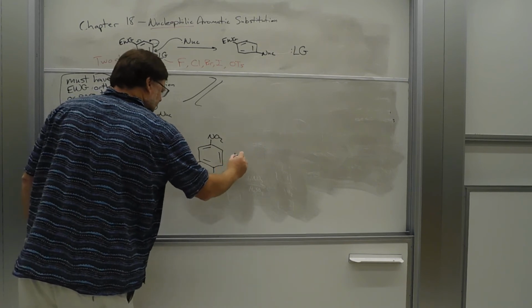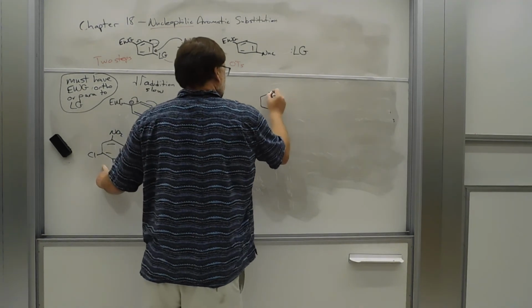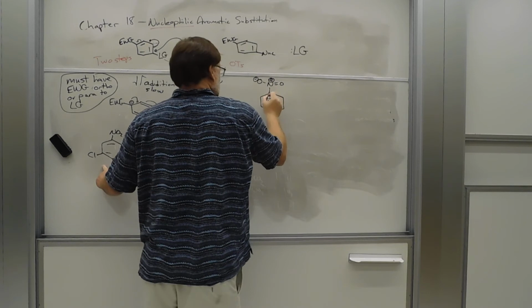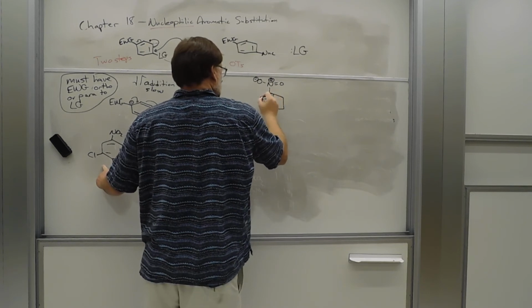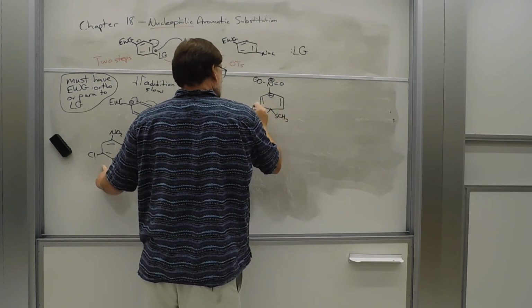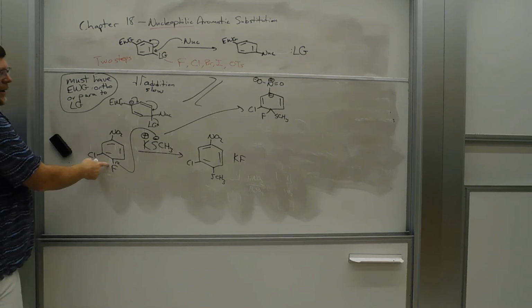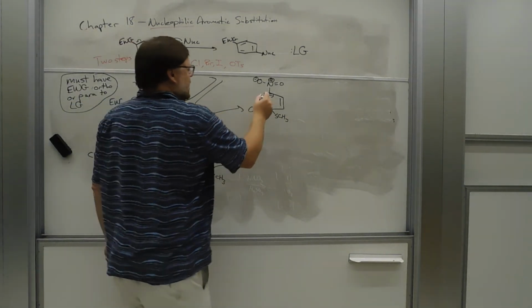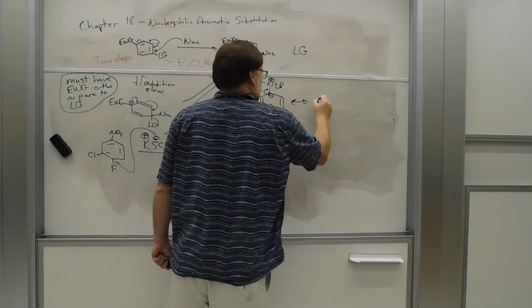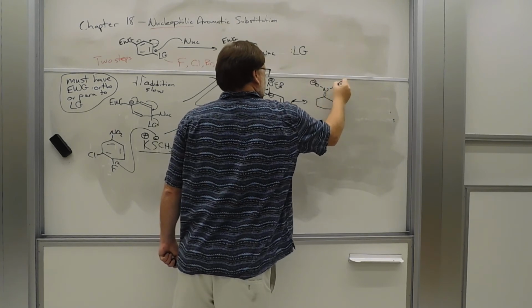that plus KF. The initial adduct that we get gives us this. And now you can see why that nitro is so important. It stabilizes that negative charge and lets you delocalize the charge out onto an oxygen.